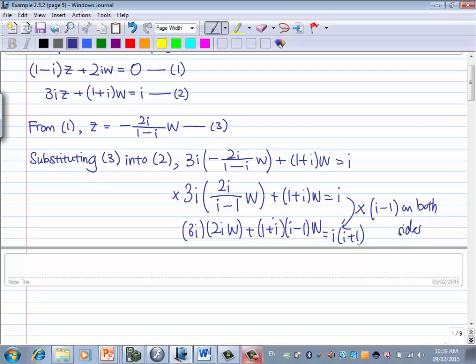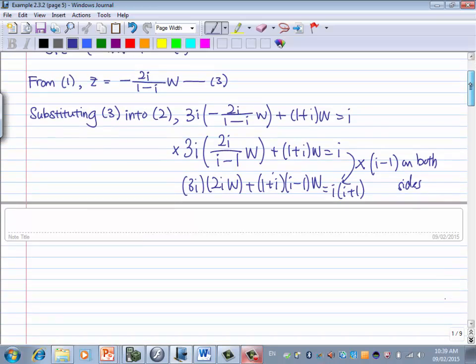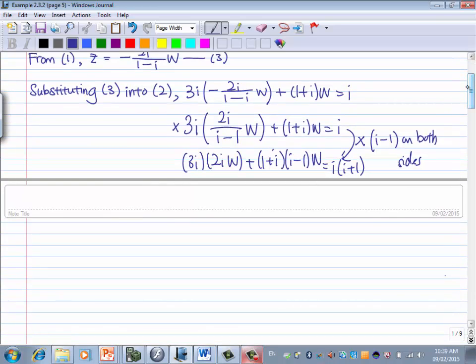Can follow so far? Alright, so now let's expand. 3I times 2I is how much? 3 times 2 is 6. I times I is negative 1. So 6 times negative 1 will give me negative 6. So negative 6W.